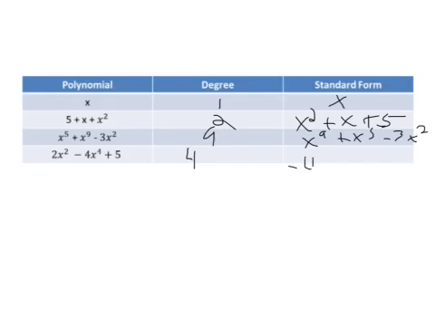negative 4x to the 4th. My next highest exponent is 2. That 2x squared is a positive, so it's plus 2x squared. And then the last term is a plus 5. Your constant always goes last.